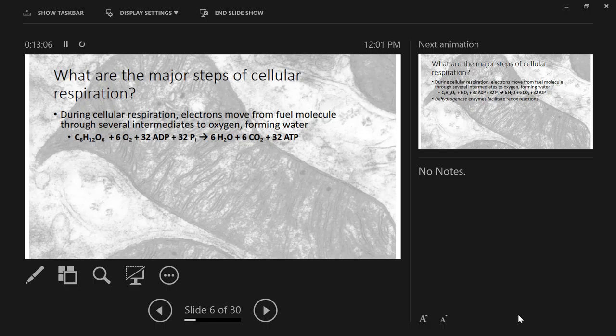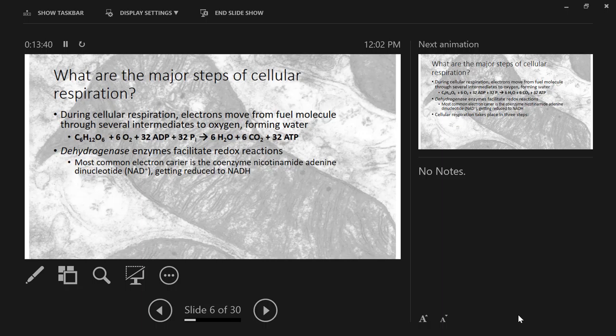All right. So we've got a suite of enzymes that are called dehydrogenase enzymes, and dehydrogenase enzymes facilitate these redox reactions. So whenever you see dehydrogenase at the end of an enzyme name, you need to be looking for the electrons. Where are the electrons coming from? Where are they going?